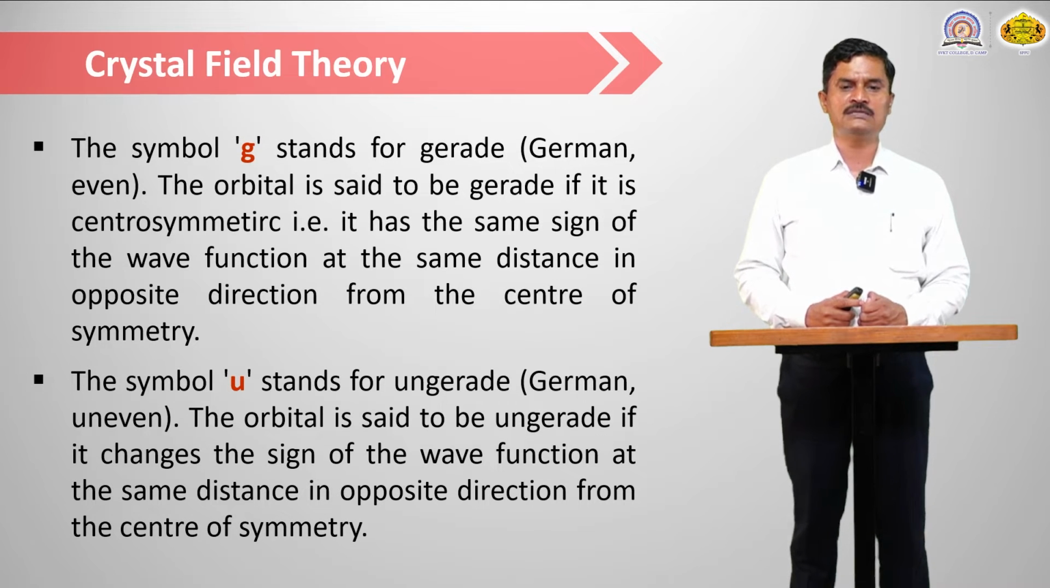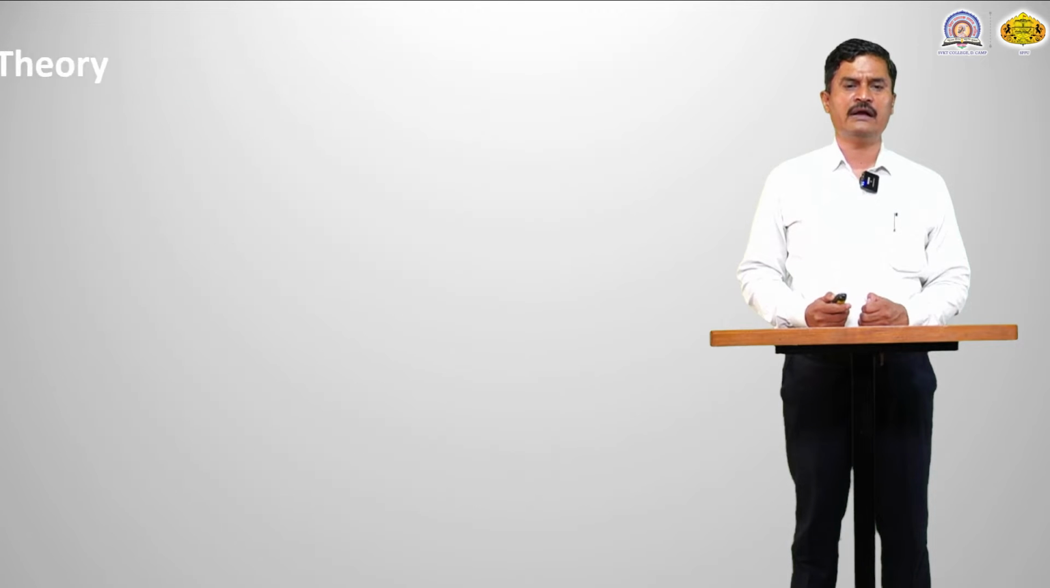An orbital is said to be gerade if it is symmetric, that is, it has the same sign of the wave function at the same distance in the opposite direction. So G stands for gerade orbitals and U stands for ungerade orbitals. An orbital is said to be ungerade if it changes the sign of the wave function, meaning the sign of the wave function is different. That is known as U, or ungerade.